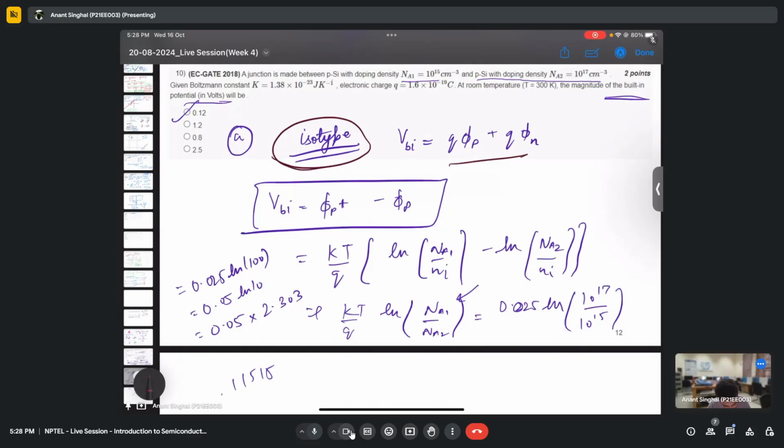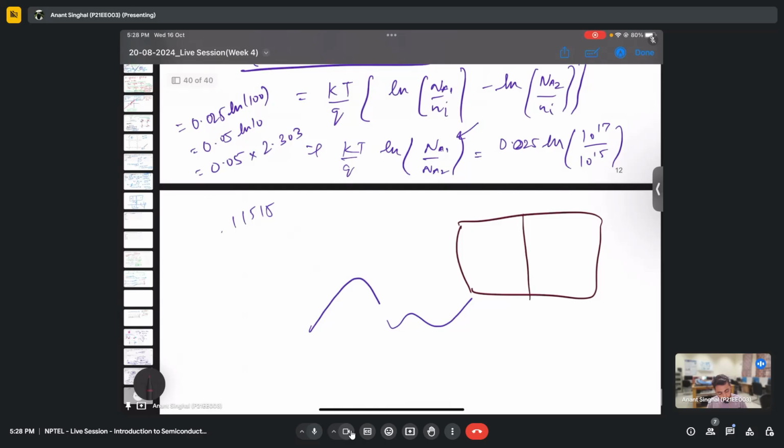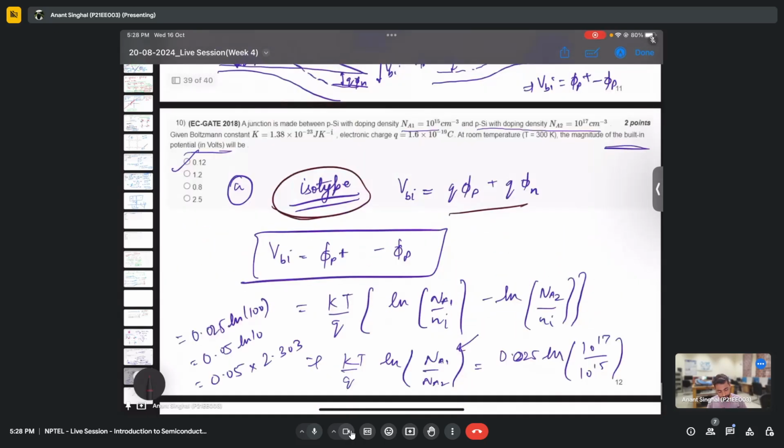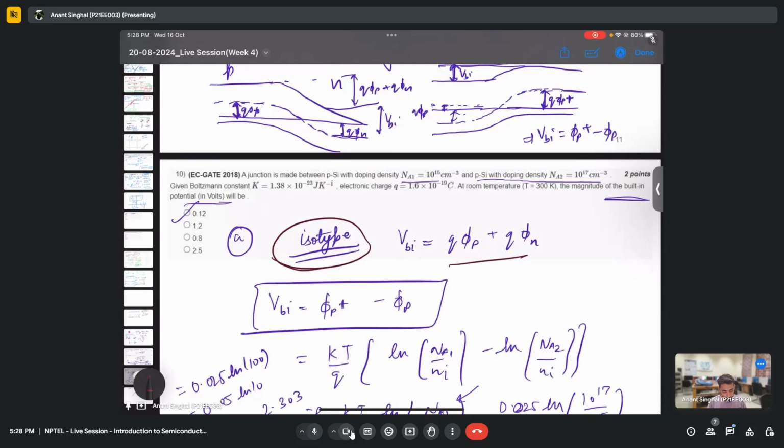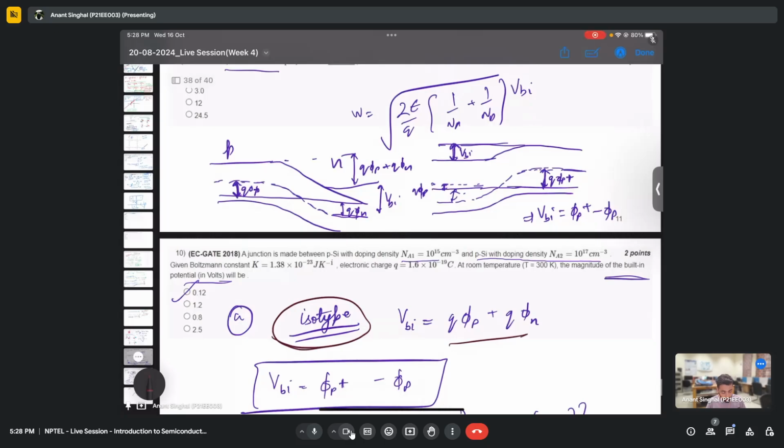Yeah. So isotype junction means when we have the same type of semiconductor, but one has a higher doping and one has a lower doping. So we did certain numericals regarding that also, and we also made the band diagrams for that. So that was again a good thing.